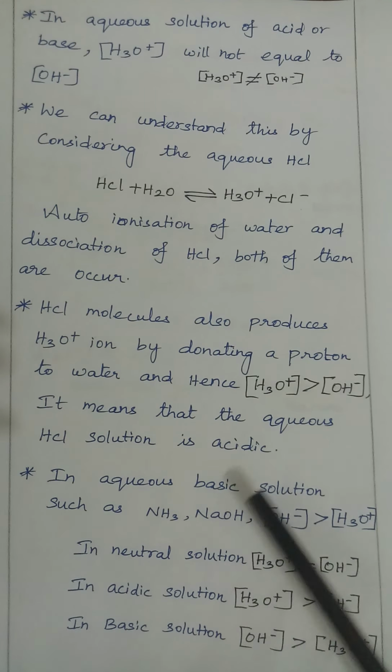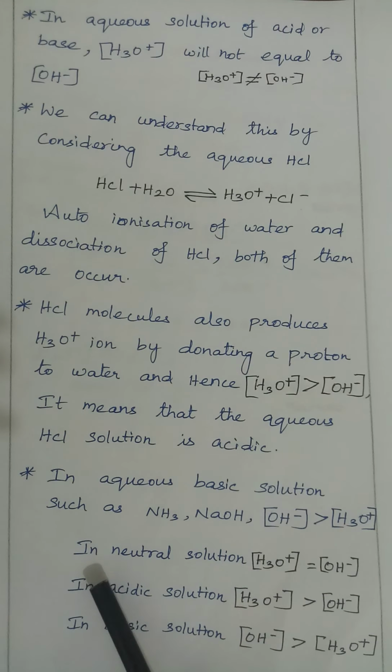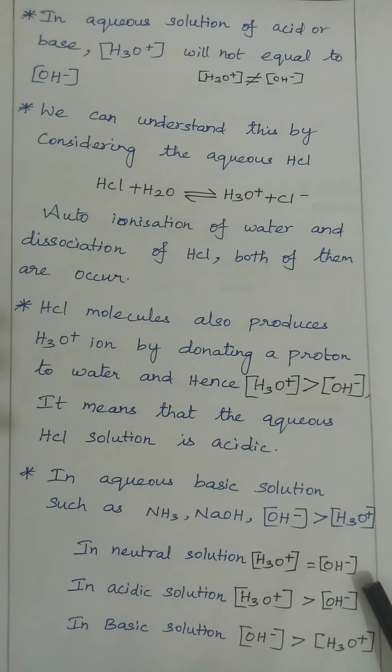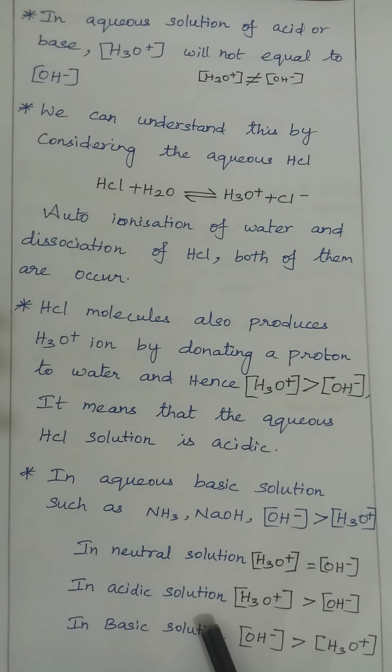The summary of the above is: in a neutral solution, H3O+ concentration is equal to OH- ion concentration. In an acidic solution, H3O+ concentration is greater than OH- ion concentration. In a basic solution, OH- ion concentration is greater than H3O+ concentration.